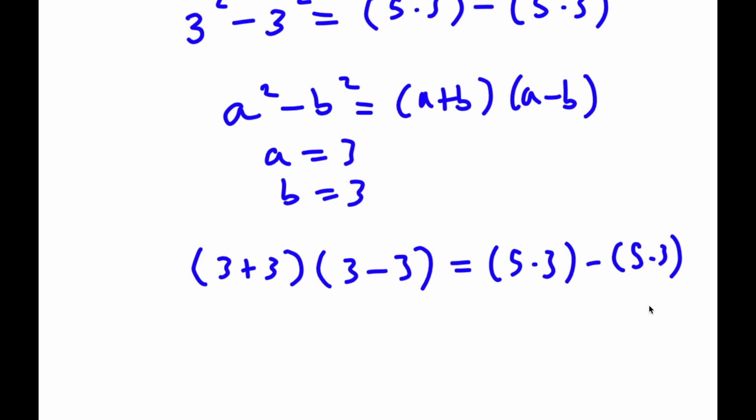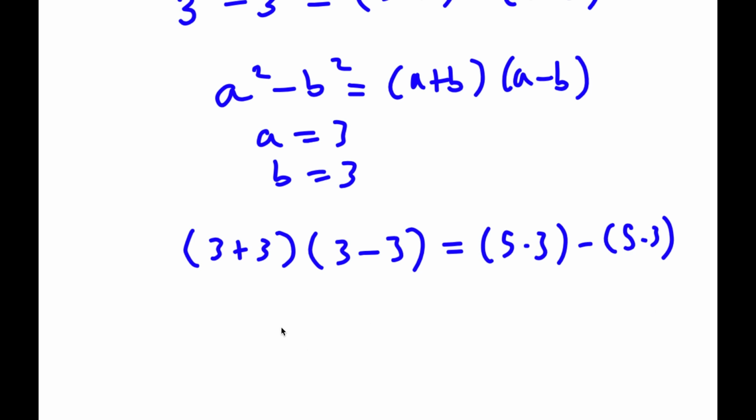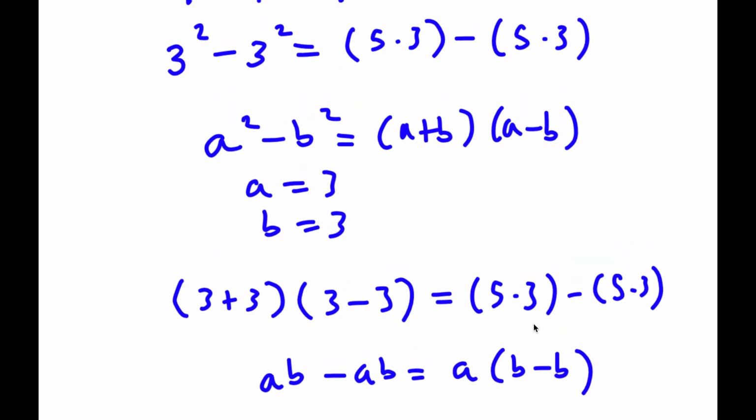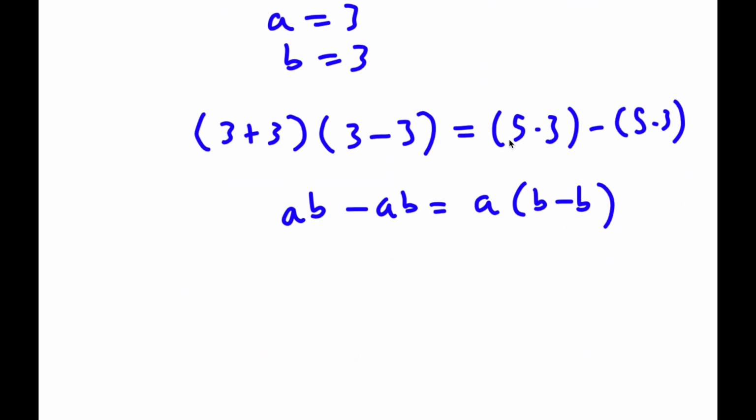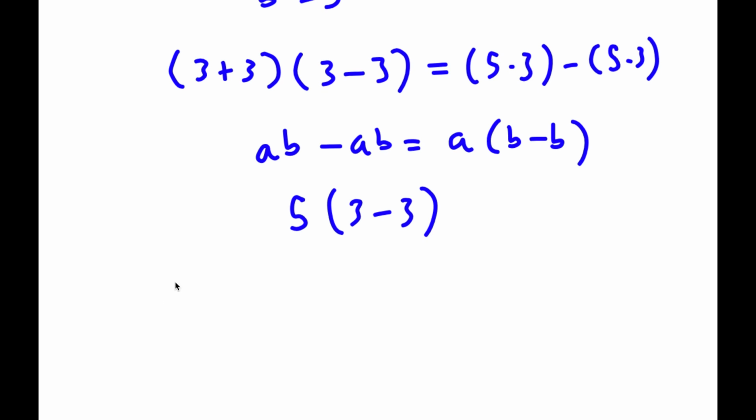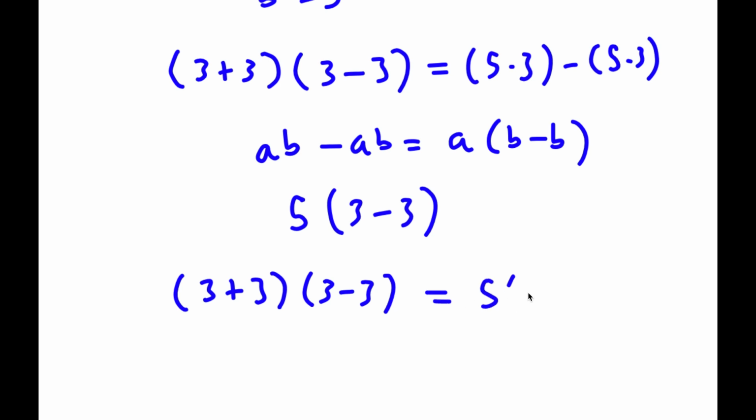Now, if I have something in the form a times b minus a times b, this is the same thing as a times b minus b. So I have 5 times 3 minus 5 times 3, and if I factor out 5, I get 5 times 3 minus 3. So now I have 3 plus 3 times 3 minus 3 is equal to 5 times 3 minus 3.